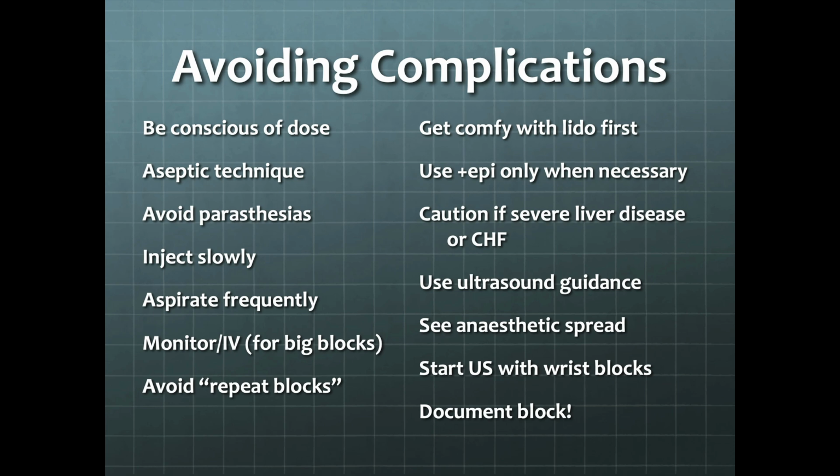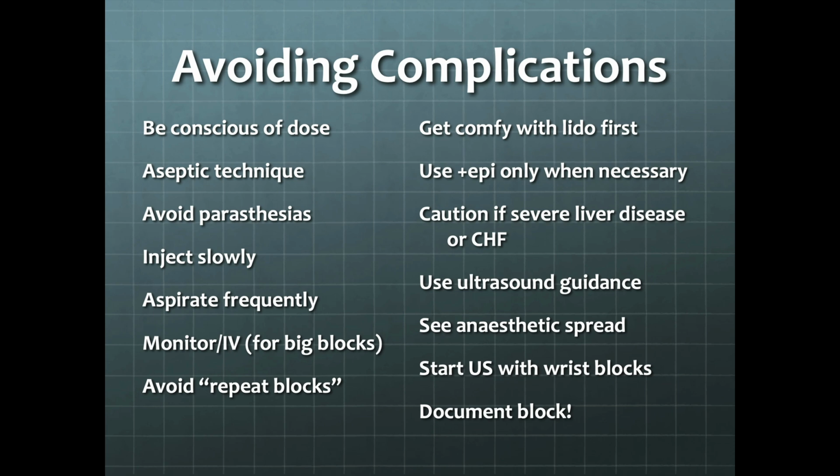Only use epi if it's needed. The reason to use epi is to make your block last longer, and it also gives you a little bit higher toxic dose. But if you don't need the volume and you don't need it to last long, don't use epi. It just increases the risk of neuronal ischemia. As mentioned, if you're using amides, be cautious if they have liver disease or CHF, and ideally, for blocks that you can, use ultrasound guidance because you know exactly where your needle tip is going to be.